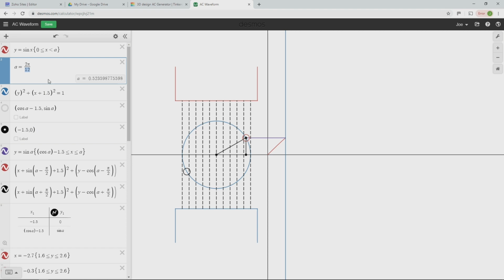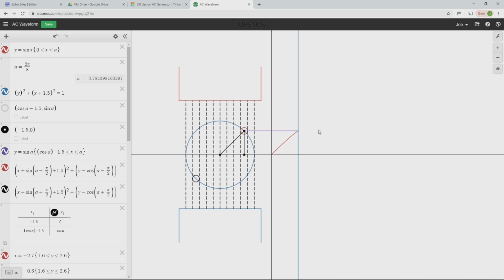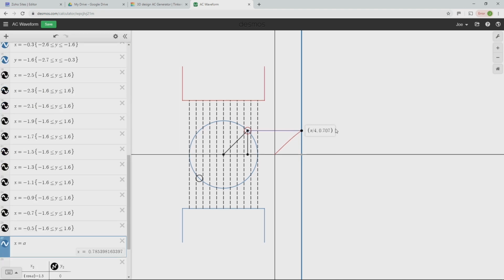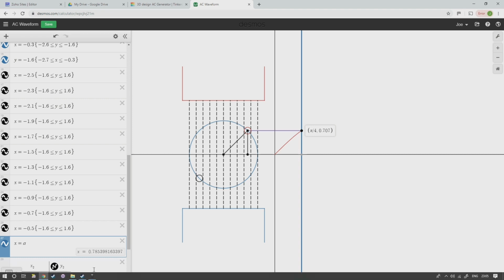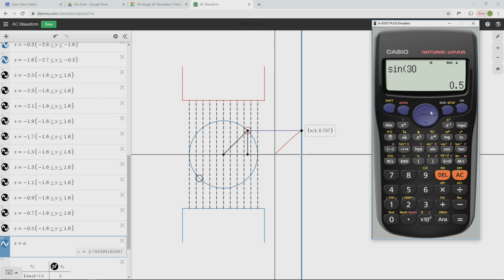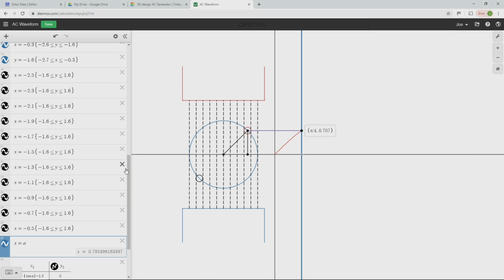So if we now change this so that we're at 45 degrees, we can see there that we've got a height of 0.707, and that number is really important in electrical science, because it actually helps us to understand the relationship between an AC waveform and a DC waveform, but more on that in another video. And you can see here that the waveform is now at 0.707 of its maximum height. And if we go to our calculator and we ask the calculator what is the sine of 45, sine of 45 is root 2 over 2, which if you change that into its decimal form, you can see there is 0.707.